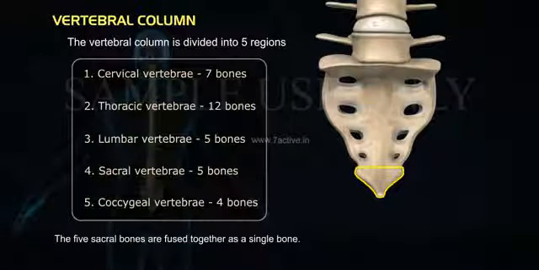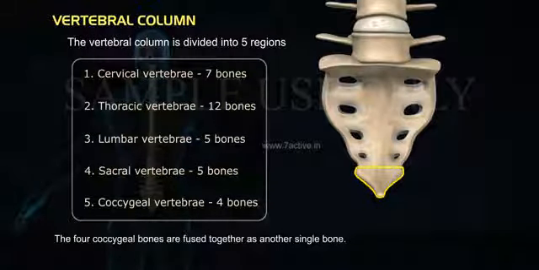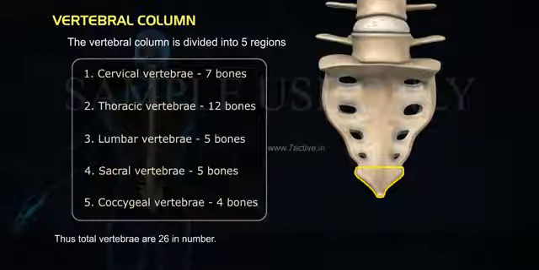The 5 sacral bones are fused together as a single bone. The 4 coccygeal bones are fused together as another single bone. Thus, total vertebrae are 26 in number.